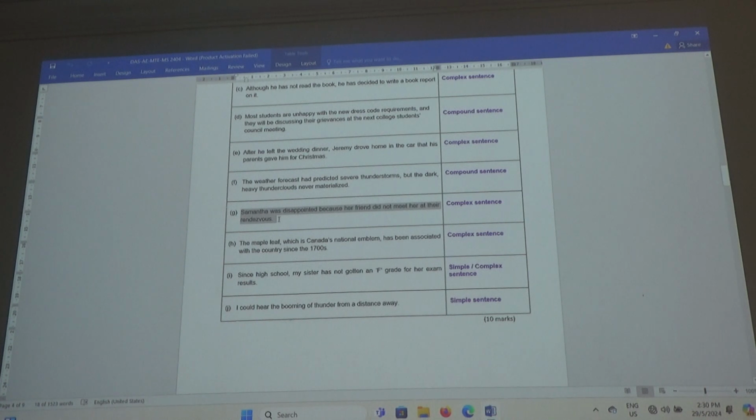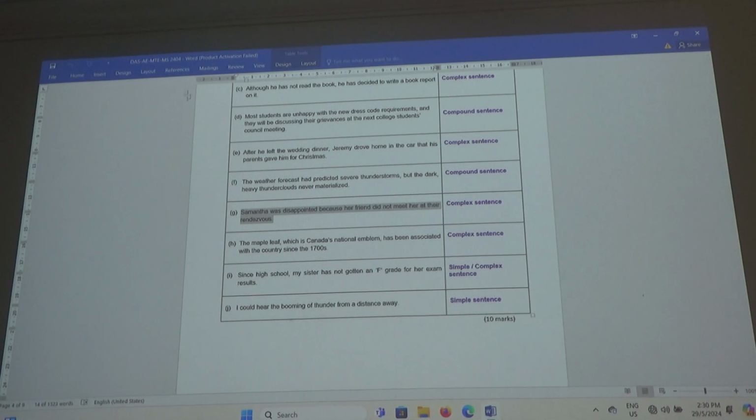Why is this a complex sentence? You wrote compound, is that? Yes. Compound means what? Fanboys. Yes or no? B. Subordinating. I mean, sorry, coordinating. This is what? Because is what? Subordinating. Is that okay now?